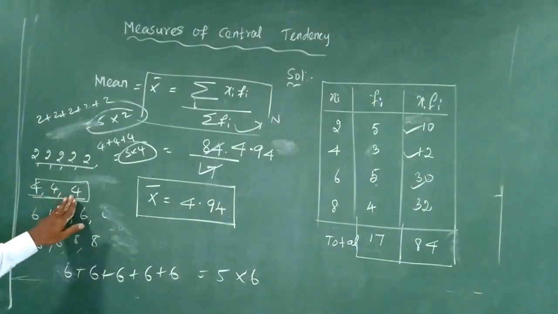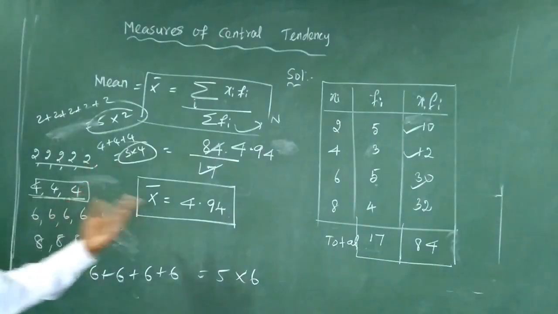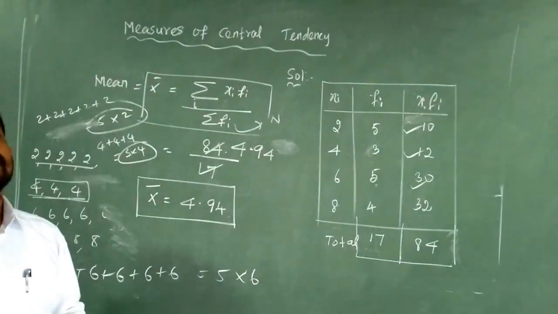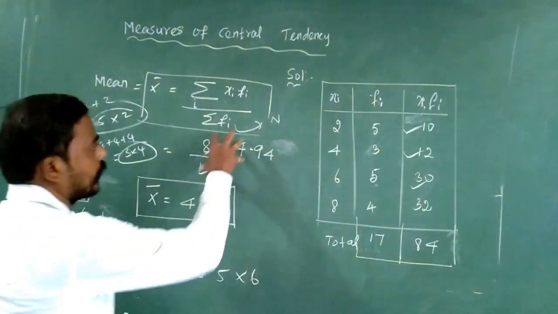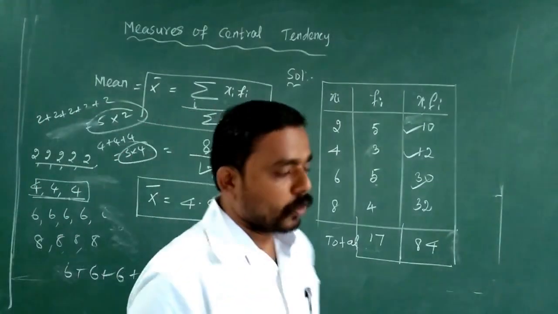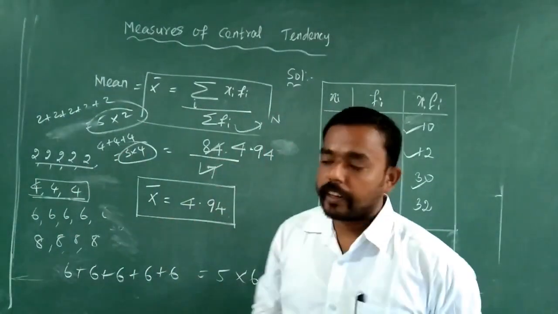Similarly, 3 4s are there, that is 3 into 4. This thing is used to find this table. So this reduces your manipulation work. So that's why this thing is important. Sometimes you may think, why do we need to find this?